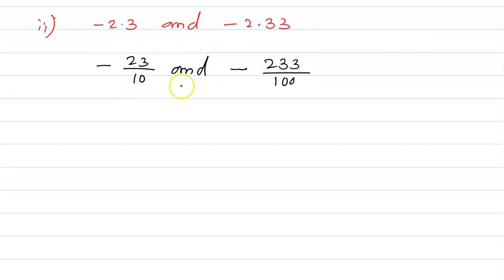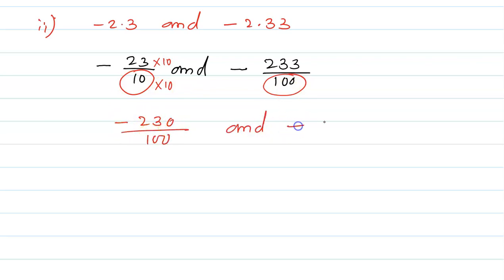So you may now find the rationals in between them. So how to write the rationals in between them? Try to convert to the same denominator. So 10 and 100 have LCM 100. So let's multiply and divide the first rational by 10, so that 10 times 10 is 100. So we get minus 230 divided by 100, and the other rational is minus 233 divided by 100.